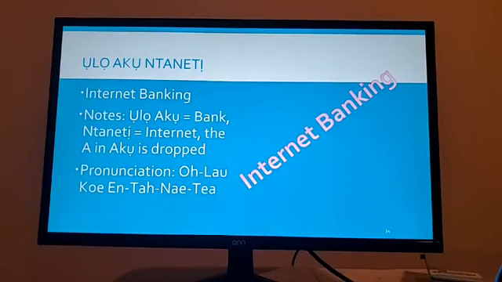Internet banking. So you're basically saying the opposite of English. It would be banking internet. You're describing what type of banking you're doing with the last word, which is internet. Internet is internet. So, as you know, Ụlọ Akụ, the first two words, mean bank. Then it's internet for internet. So internet banking is Ụlọ Akụ internet.